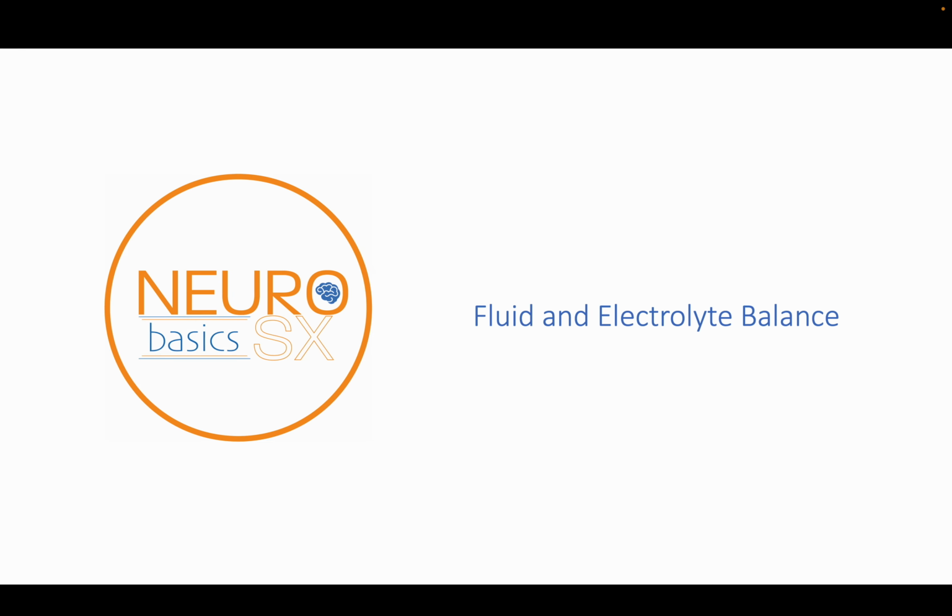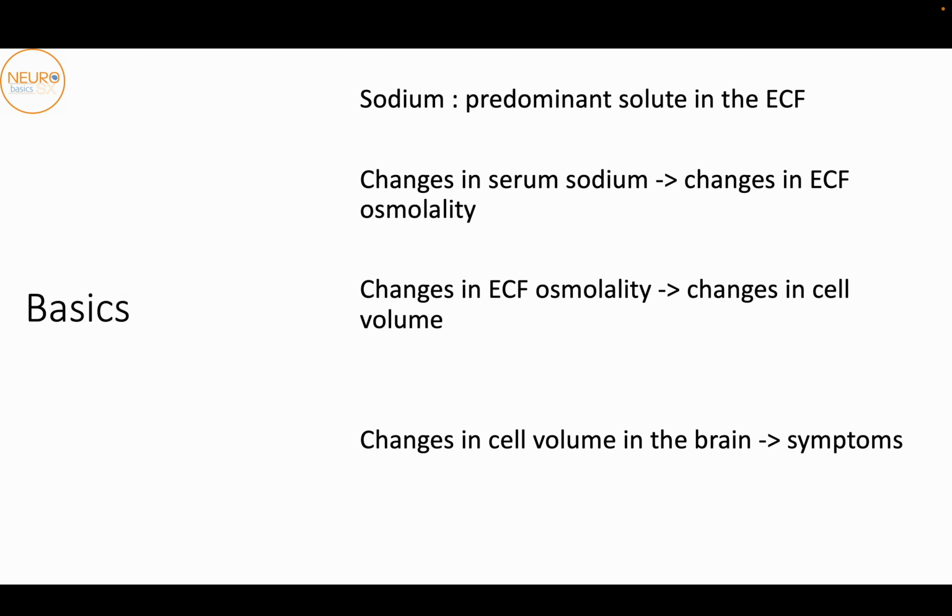Right, so first we'll discuss fluid and electrolyte balance. A few simple concepts. Sodium is the predominant solute in the extracellular fluid, and it is the main osmole which is present in the extracellular fluid. So it is what decides more or less what will be the osmolarity of the extracellular fluid. Now, any changes in the serum sodium are going to lead to changes in the osmolarity of the extracellular fluid. And when there are changes in the osmolarity, there are going to be changes in cell volume. The changes in cell volume more or less are important within the brain because it is a constrained compartment, and that is what leads to symptoms, let it be either hypernatremia or hyponatremia.